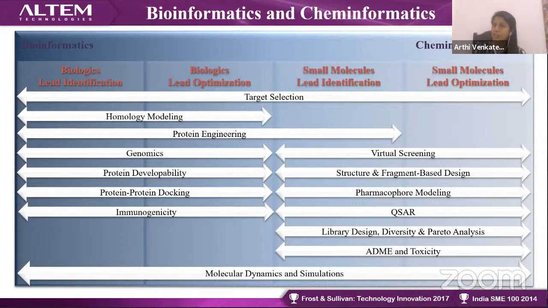And apart from that, there is something called quantitative structure activity relationship. So if you know the IC50 value of a particular compound, you can design your own model using QSAR approaches. And apart from that, library design: you can design your own library, as well as diversity and Pareto analysis.